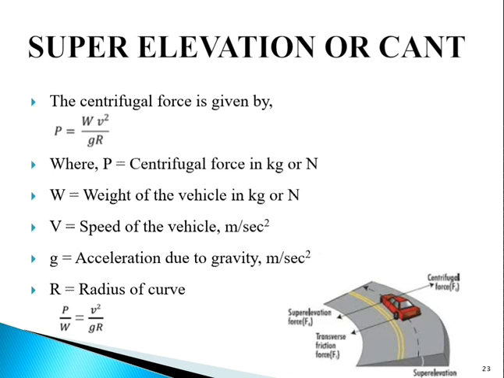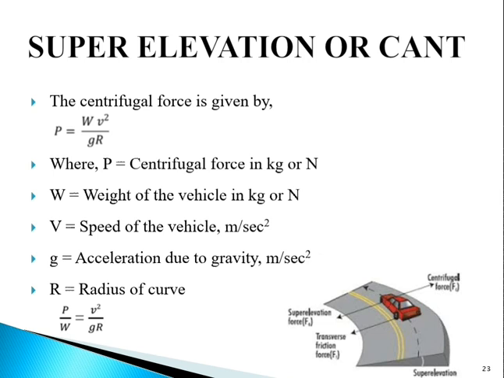So the centrifugal force is given by P is equal to WV square upon GR, where P is the centrifugal force in kg or Newton. We are going to derive some equations for the calculation. W is the weight of the vehicle in kg or Newton, V is the speed of the vehicle in meter per second, G is the acceleration due to gravity in meter per second square, and R is the radius of curve.